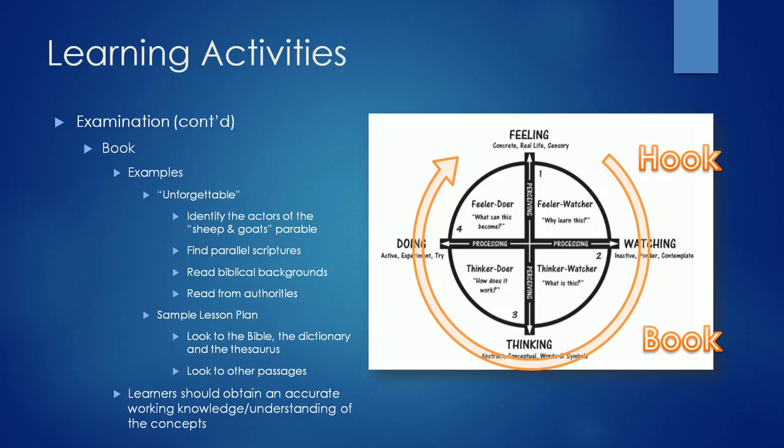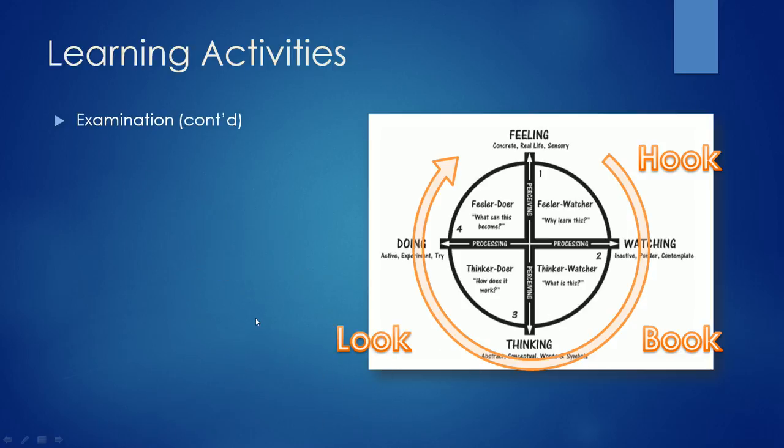Okay, so this is very much the book learning that happens by the thinker-watcher, and they love it. And the learners should then obtain an accurate working knowledge and understanding of the concepts. This is what they need to leave this second quadrant with: a working knowledge or understanding of the concept. Okay, and you've taught what this thing is. Next we go on to this third quadrant here, which is also part of the examination phase of the lesson plan.